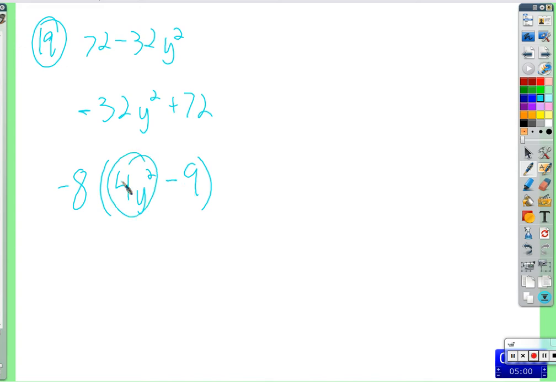Okay, this is a square. 4 is a square. Y is a square. 9 is a square. It's 3 squared. So, we can factor this real quick. 3 plus 2y. And then 3 minus 2y.